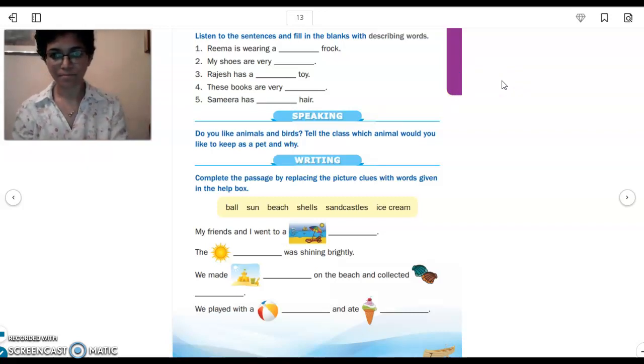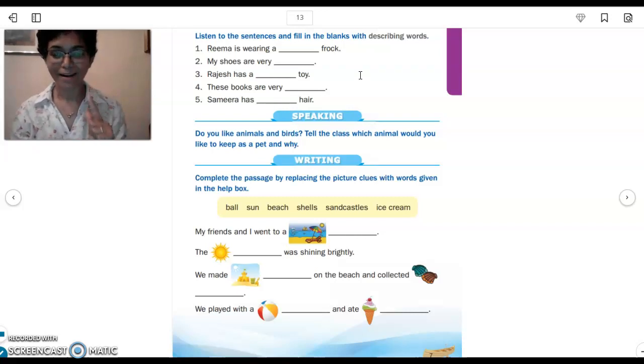Rima is wearing a pink frock. My shoes are very dirty. Rajesh has a new toy. These books are very heavy. Samira has short hair.